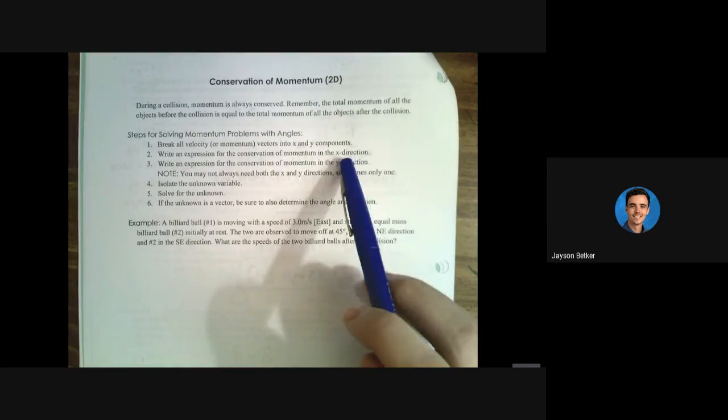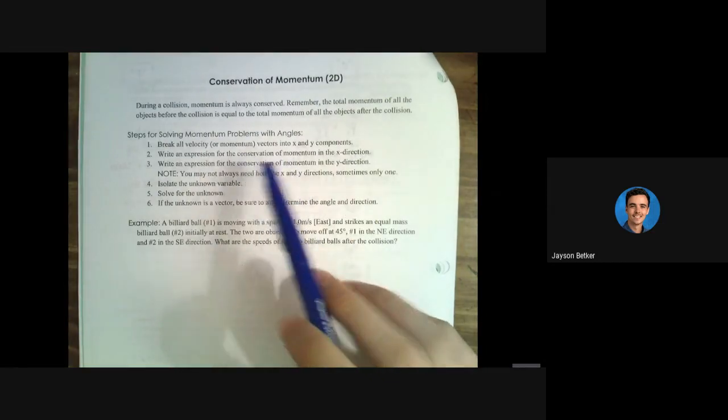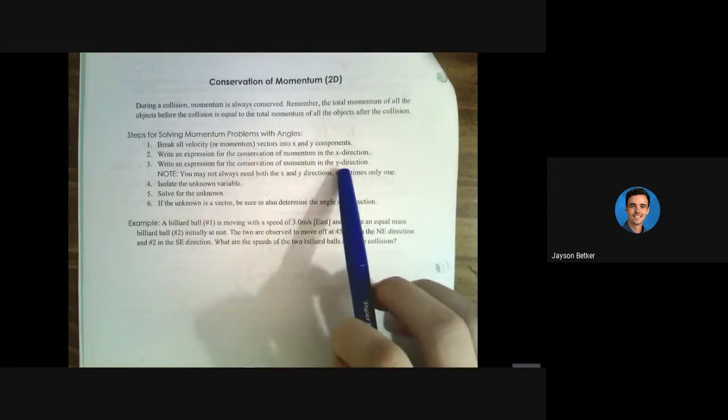Okay, so here are the steps that we're going to use to solve momentum problems that involve angles. We are going to break all the velocity or momentum vectors into their x and y components. We're going to write an expression for the conservation of momentum in the x direction. Then we're going to write an expression for the conservation of momentum in the y direction. So this is like what we've done before in the past, splitting it up into its x and y directions.